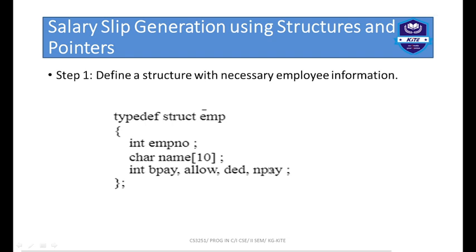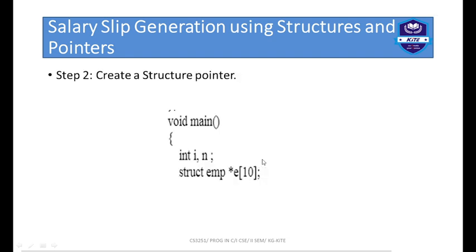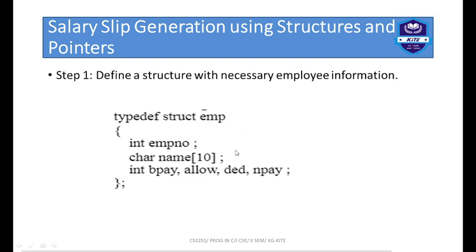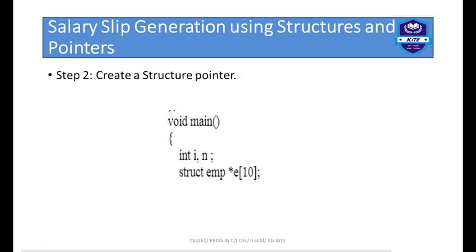Finally, after calculating net pay, we are going to display all this information once again: employee number, employee name, basic pay, allowance, deduction, and net pay on the console. So this is the very first step. We have defined the structure for the employee, and the next step is to create a structure pointer. Here the name of the structure is employee. Here E is the structure pointer. Notice, since we have written star in front, it has become a structure pointer. We have created 10 structure pointers. This is a pointer array.